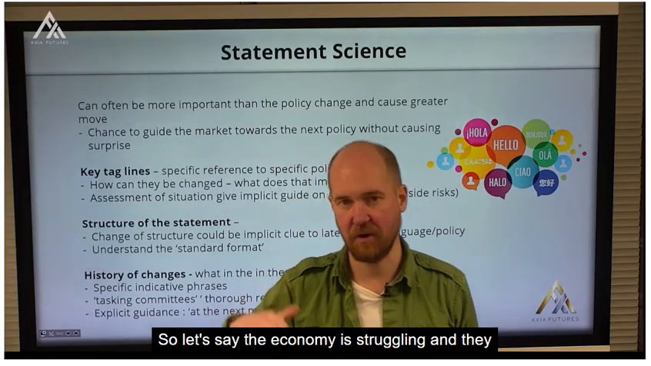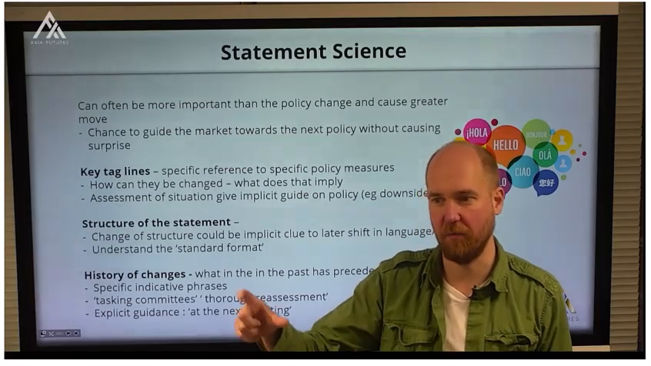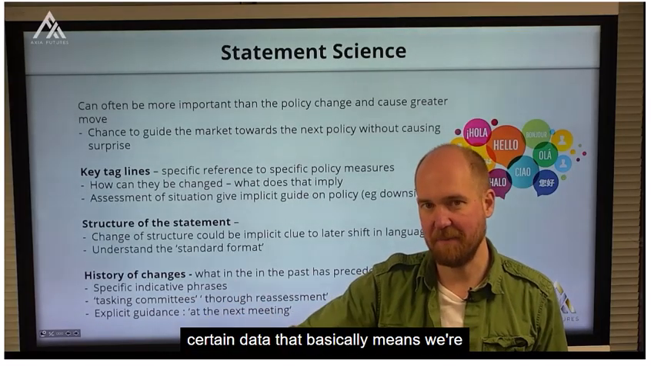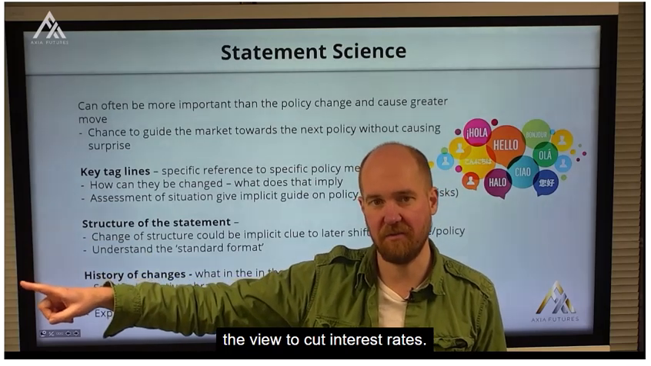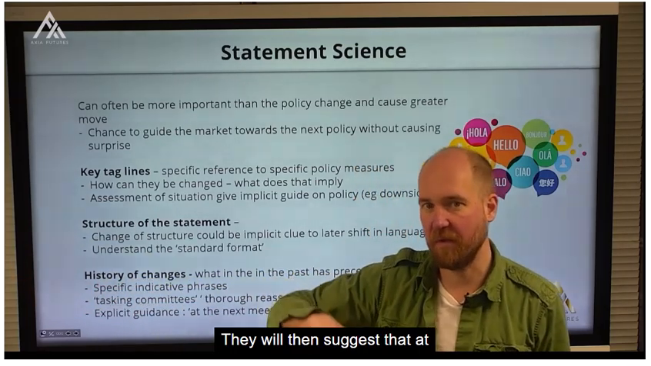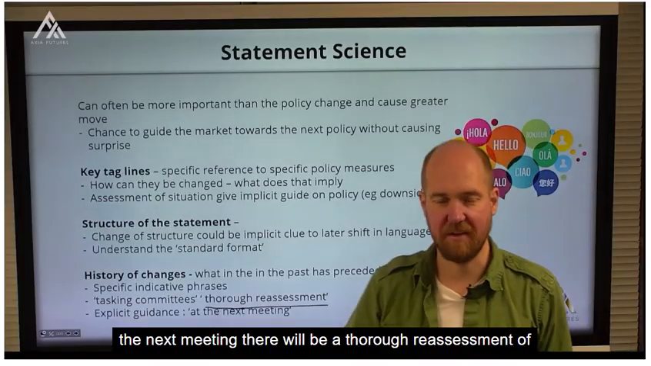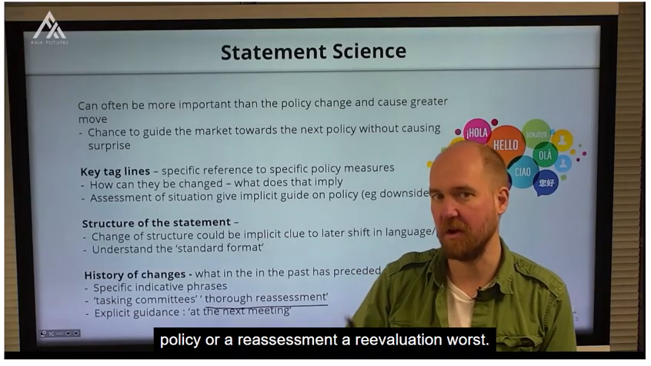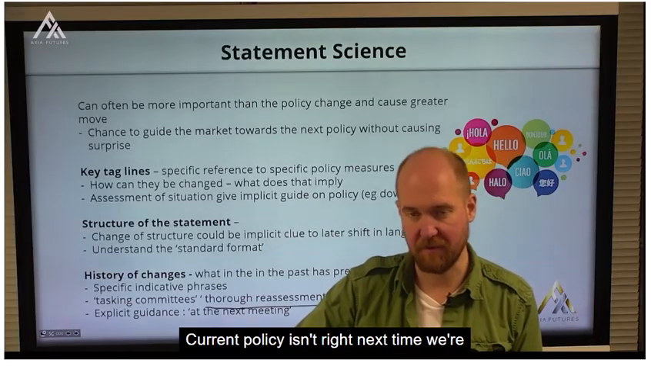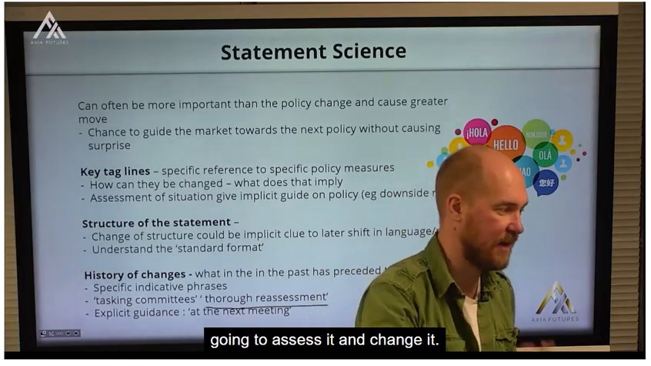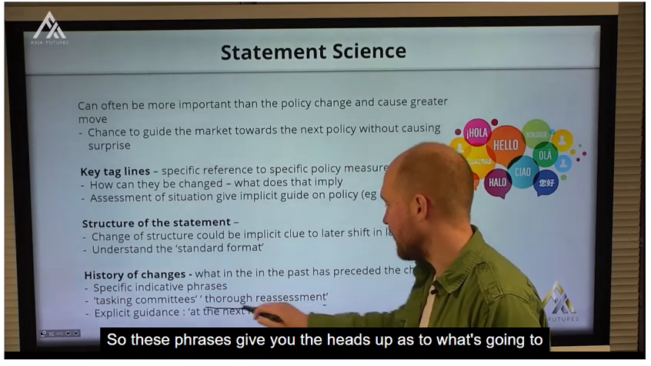So let's say the economy is struggling and they say they are going to task committees with looking at the impact of certain data. That basically means we're going to assess this data, likely with a view to cut interest rates. They will then suggest that at the next meeting there will be a thorough reassessment of policy, or a reevaluation. Words to that effect basically mean current policy isn't right, next time we're going to assess it and change it. So these phrases give you the heads up as to what's going to happen.